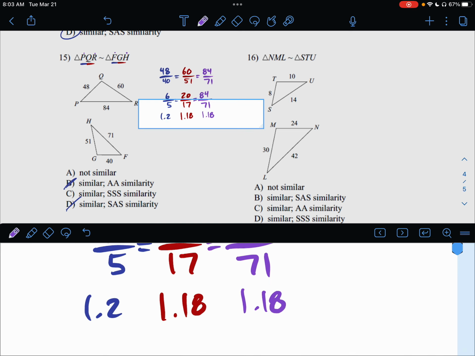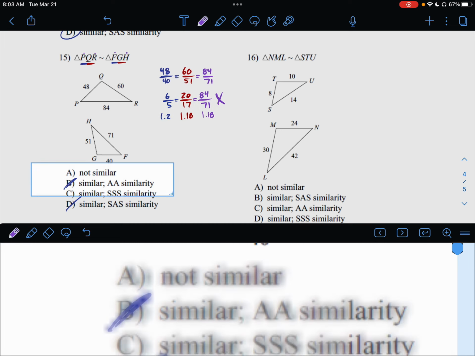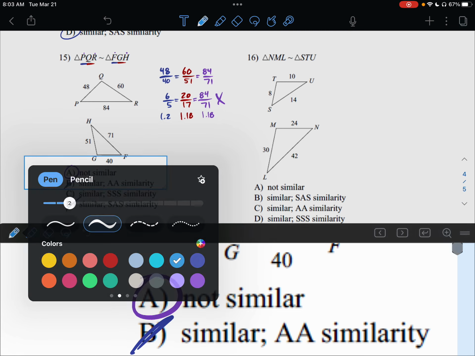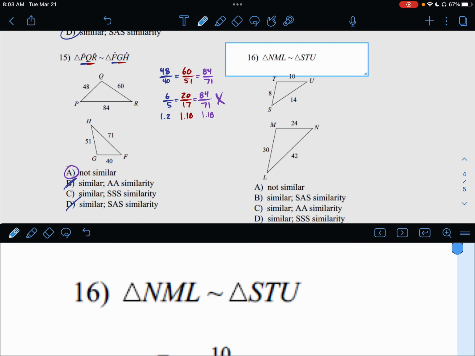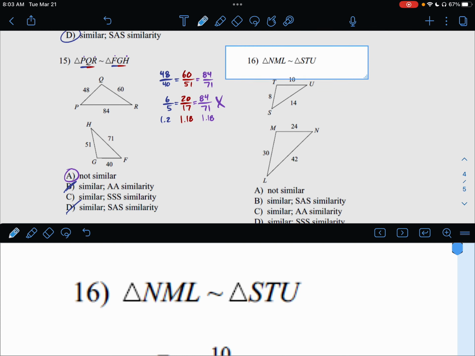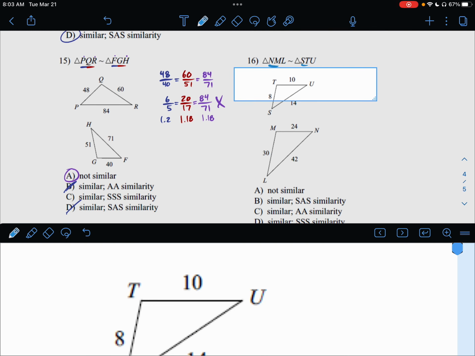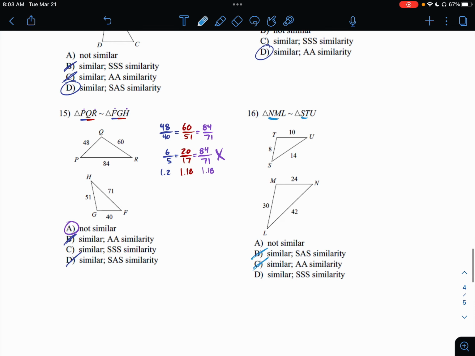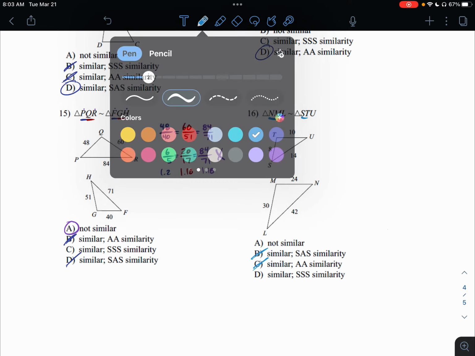So we can see that these are not the same. These are not similar. So it's A for number 15. And finally, I have number 16. So number 16, I have NM is going to match up with ST. And by the way, looking at the diagrams, I don't see any angles, so I know it's not going to be angle-angle. I know it's not going to be side-angle-side. It's either going to be not similar or SSS, so either A or D here.